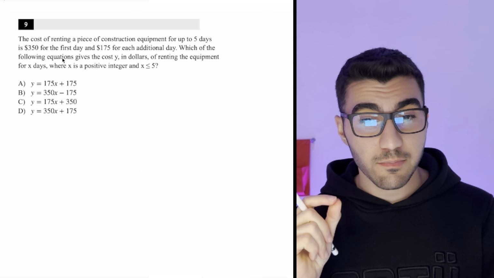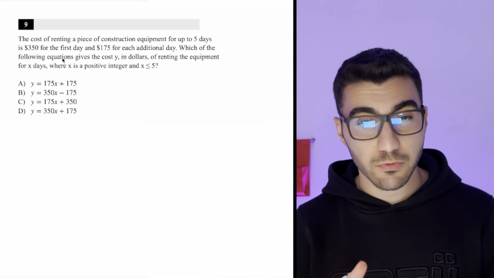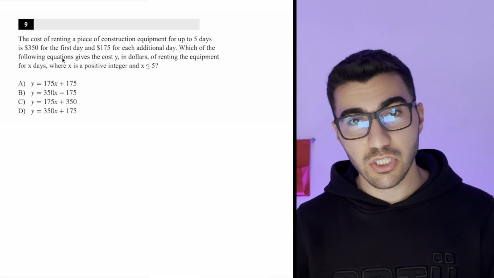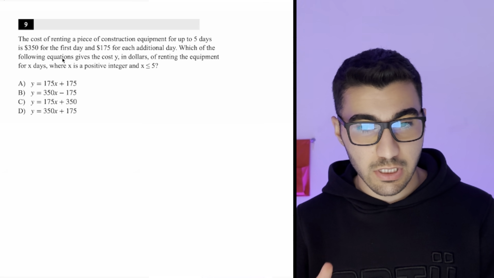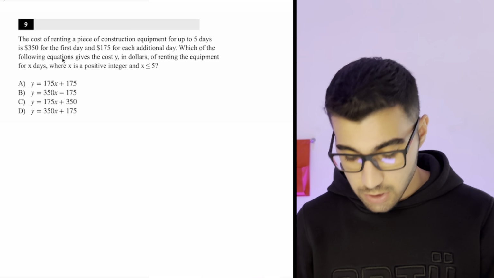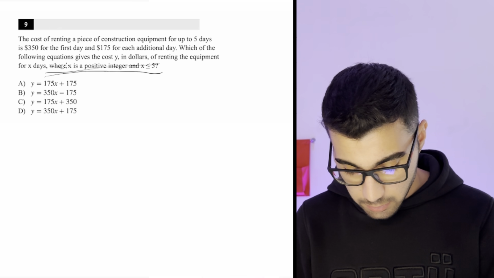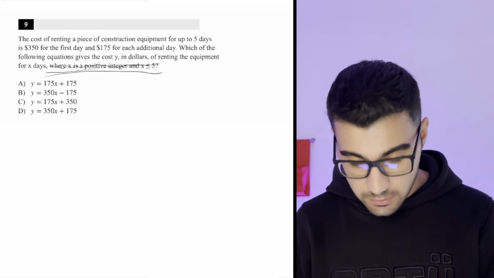The cost of renting a piece of construction equipment for up to 5 days is $250 for the first day and then $175 for each additional day. Which of the following equations gives the cost y in dollars of renting the equipment for x days, where x is a positive integer and x is less than or equal to 5? This part is just redundant. Don't let that part confuse you. Which equation gives this situation?